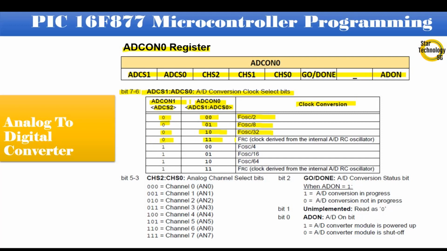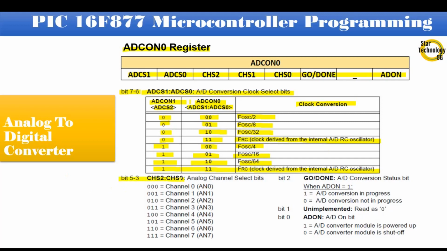0, 1, 1: FRC, clock derived from the internal A/D RC oscillator. 1, 0, 0: FOSC divide by 4. 1, 0, 1: FOSC divide by 16. 1, 1, 0: FOSC divide by 64. 1, 1, 1: FRC, clock derived from the internal A/D RC oscillator.